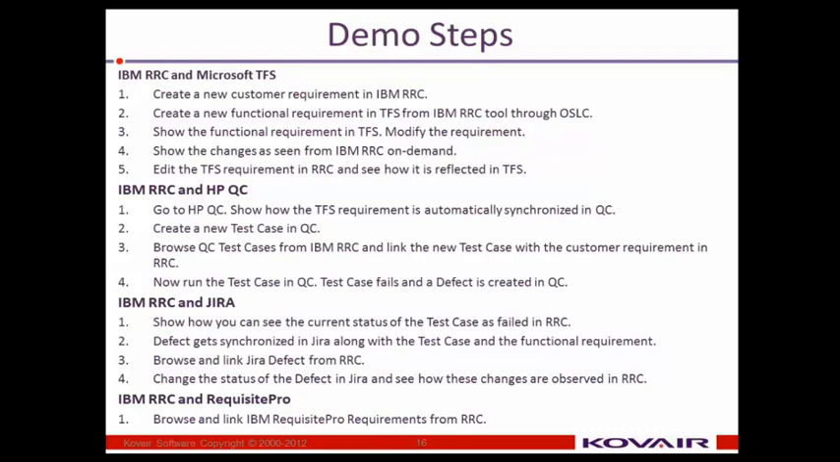So first, we'll show how the interaction happens between IBM RRC and Microsoft Team Foundation Server, how you link items, and how you synchronize items. In the next phase, we'll go to Quality Center and see how the collaboration happens between RRC and HP Quality Center. Then in the third step, we'll use JIRA as a defect tracking tool and see how you can synchronize or link between RRC and JIRA. And in the last step, I would show Requisite Pro as an additional example of how you can set up OSLC linking between the older IBM tools like Requisite Pro and current requirement tools like RRC.